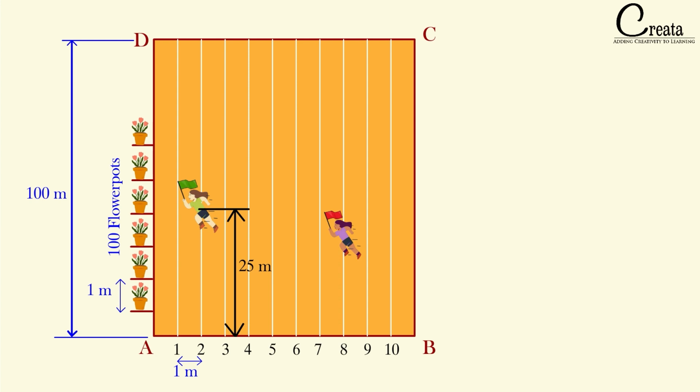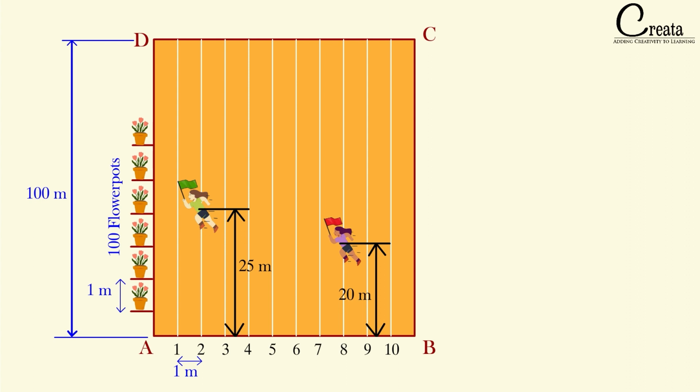Further in the question, Preet, another student, also runs, but she is on line 8 and she posts the flag at 1/5 of the distance AD. Again AD is 100 meter, so basically Preet posts the flag at 1/5 of 100 meter, that is 20 meter. So we got the location of the two flags by Niharika and Preet.